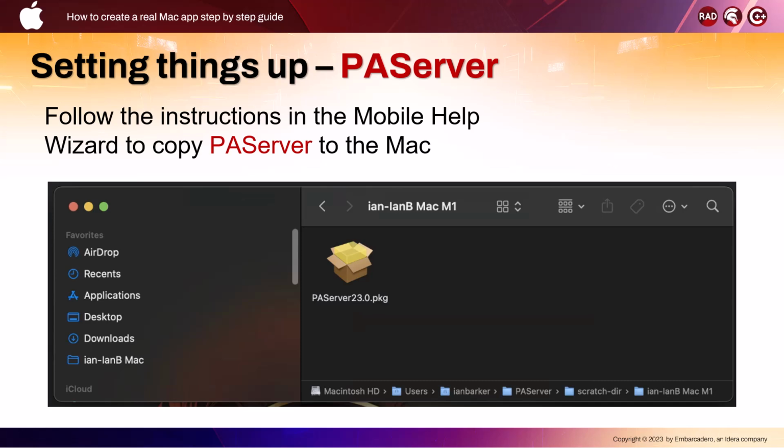Essentially, there's a file called PA server and then a number. The number will be the version number of the PA server. It comes as a .pkg, and you put that onto your Mac, copy it over there. The mobile wizard will tell you where to find it, but it's the same PA server whether it's for iOS or for Mac OS. Copy it onto your Mac and run it.